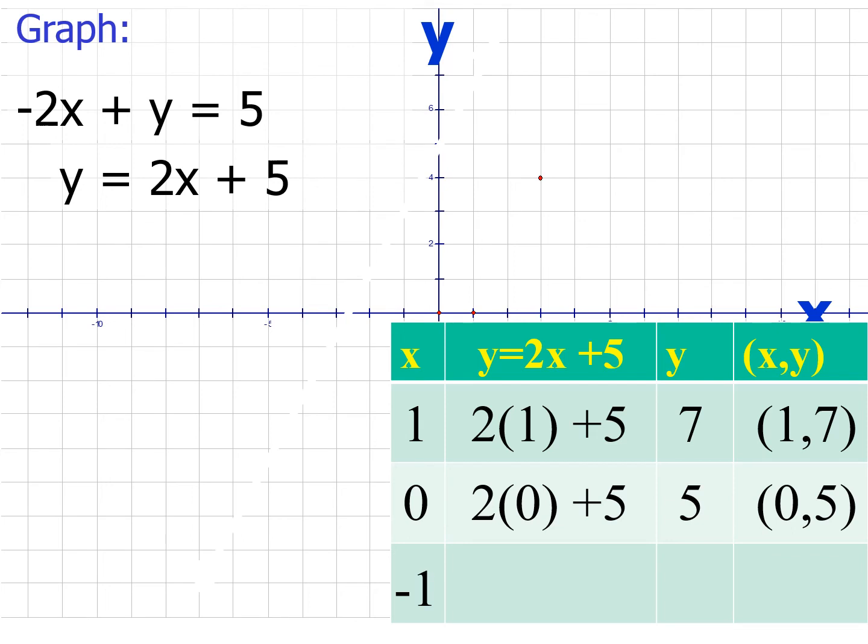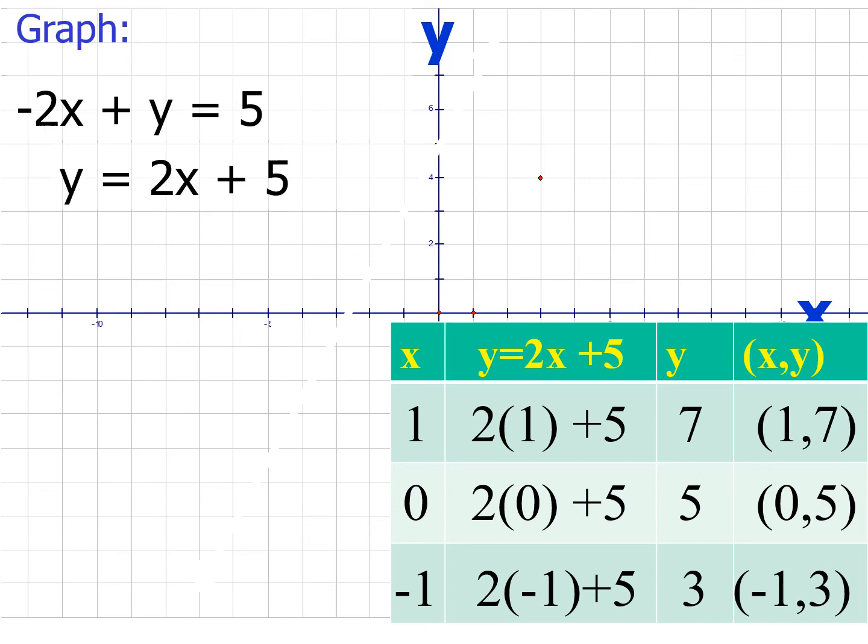When x equals negative 1, 2 times negative 1 is negative 2, plus 5. They are unlike signs, so you need to subtract and follow the sign of the greater absolute value, which is 5. So it is positive 3. So we have (negative 1, 3).